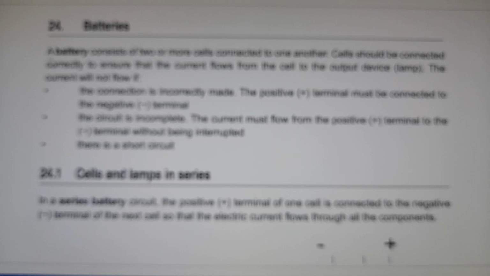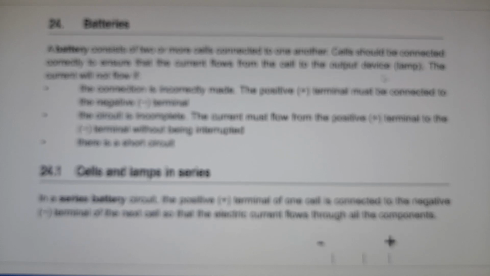And we look at batteries now. We've dealt with the chemical cell. A battery consists of two or more cells, we know that by now, connected to one another. Cells should be connected correctly to ensure that the current flows from the cell to the output device, which is the lamp or light bulb or any other output device. The current will not flow if the connection is made incorrectly.